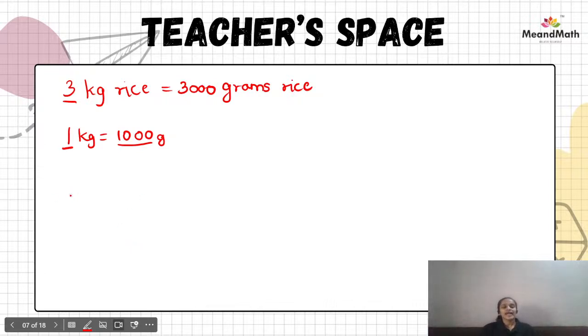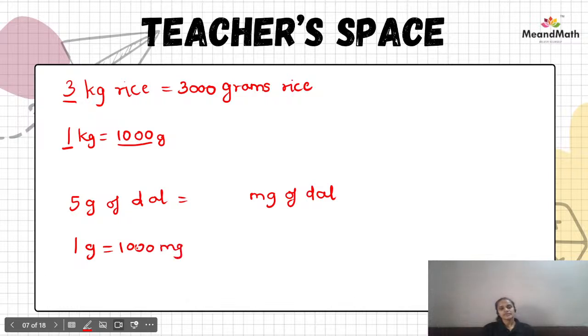Okay. Now coming to 5 grams of dal. It is equal to how many milligrams? Similarly, the same concept we apply here. 1 gram equals 1000 milligrams, right? So 5 grams will equal to, yes, Trijal, we can be faster. Come on. 5000 milligrams, right? 5000 milligrams.